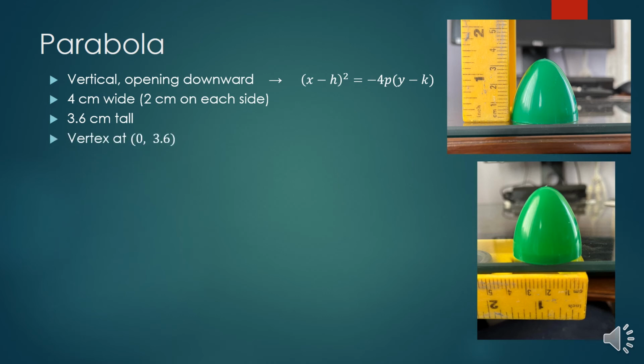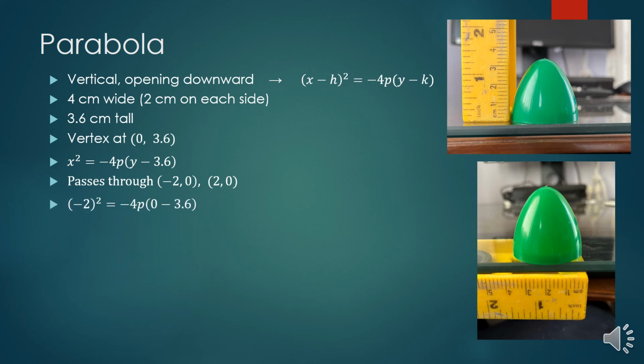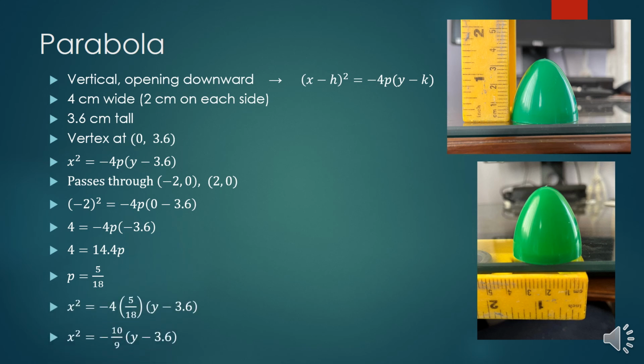Assuming that it's symmetrical with the y-axis, we get the vertex at (0, 3.6). So that gives us x squared equals negative 4p times (y minus 3.6). It passes through (negative 2, 0) and (2, 0). Plug in either point into the equation and solve for p. p equals 5 over 18. Plug that into the equation again, and we get x squared equals negative 10 ninths times (y minus 3.6).